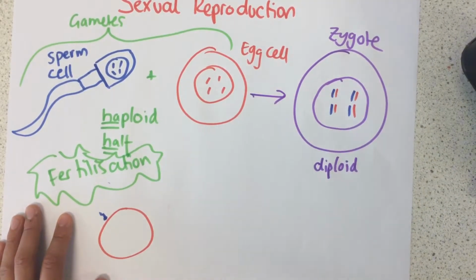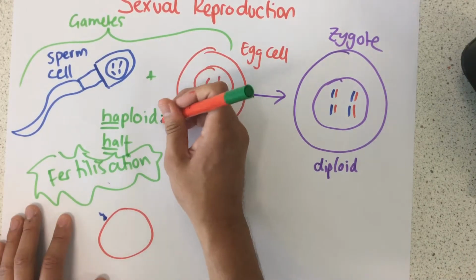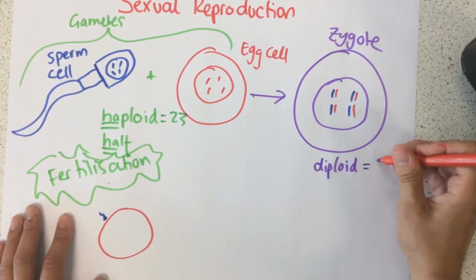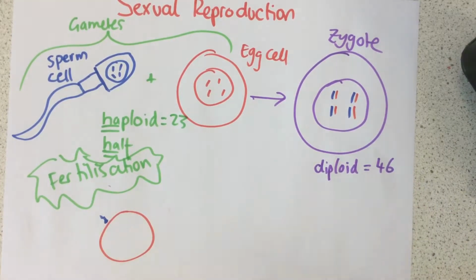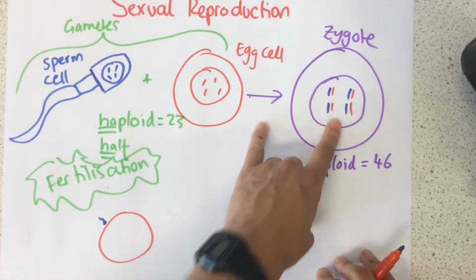So in humans, the haploid number is 23. So 23 chromosomes. And the diploid number is 46. 46 chromosomes. So once we've formed our zygote, we now have DNA from the mother and the father.